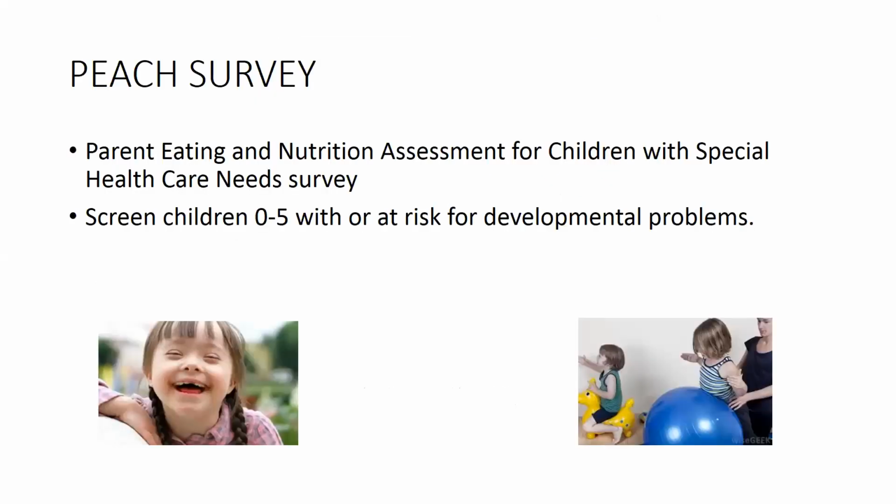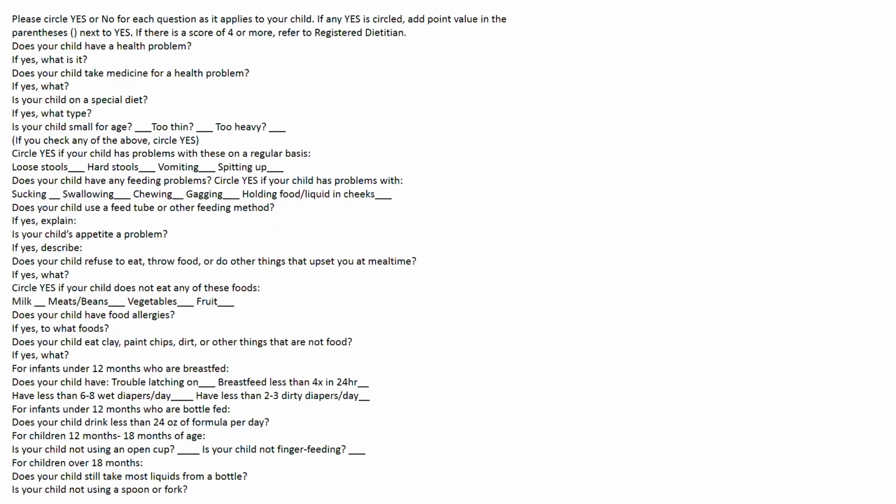You may not have heard of some of these others. The PEACH survey. PEACH stands for Parent Eating and Nutrition Assessment for Children with Special Healthcare Needs. It is a screening tool for young children, so birth to 5 years old before they enter into kindergarten, who are at risk for developmental problems.